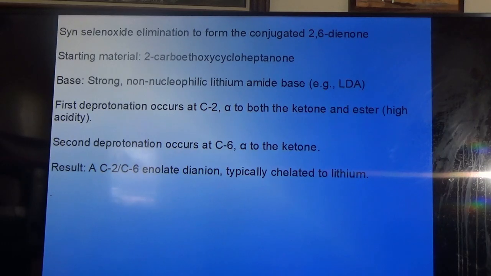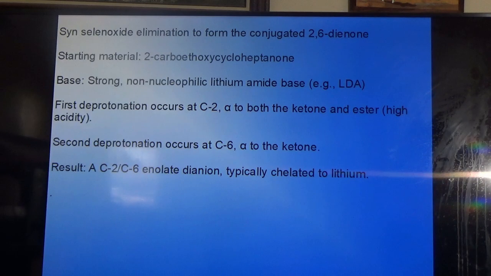be eliminated to form a double bond at room temperature or at 0 degrees or less. Between room temperature and 0 degrees, if you have a selenium carbon bond, it can be oxidized to get a double bond. So that idea, I extended it to 2-carboethoxy cycloheptanone.